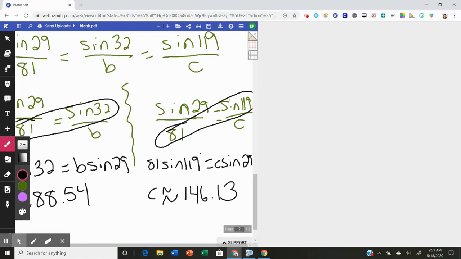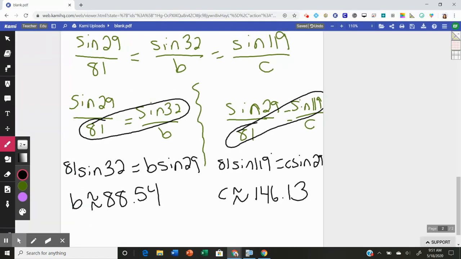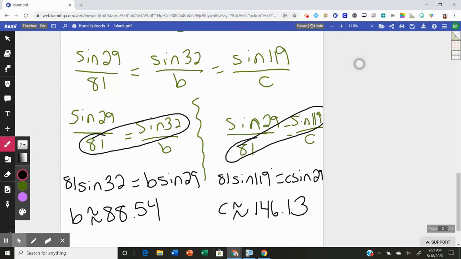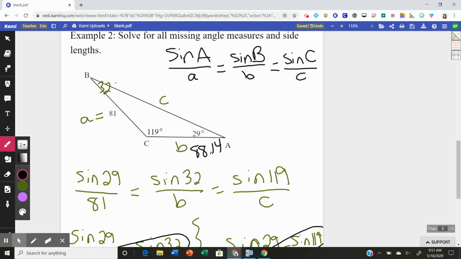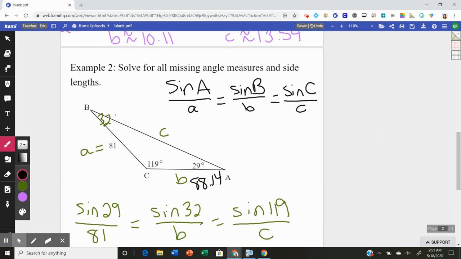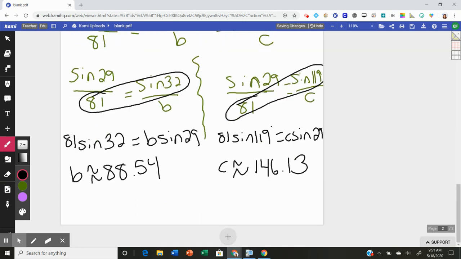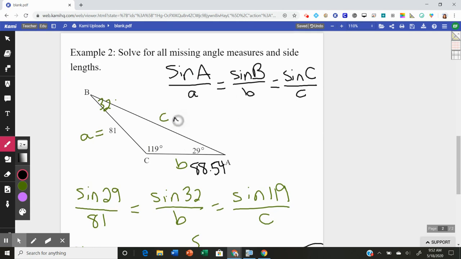146.13. So the problem is technically done at this point, but I like to do the little bit of a check at the end. It's worth it. Side B is 88.54, and then C is 146.13.